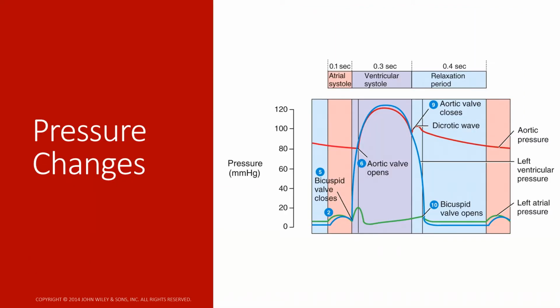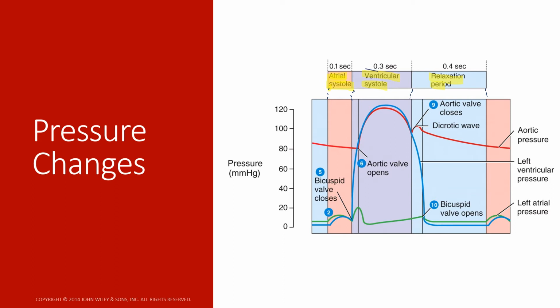Here we have a diagram that indicates the pressure changes in the heart during a typical heartbeat. At the top here we have those same markings that we saw in the past diagram, looking at atrial systole, ventricular systole, and then that relaxation period. Those correspond if we draw a line down here, so we have the same time frame for these pressure changes.